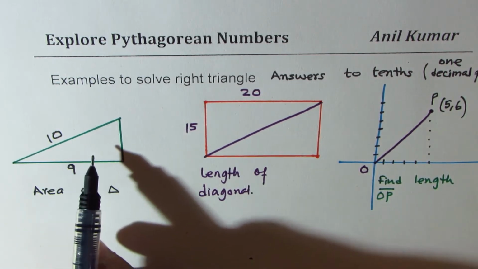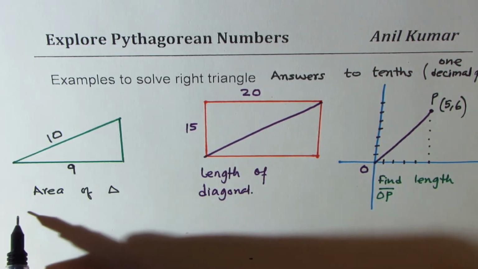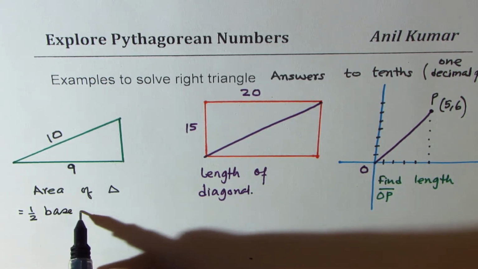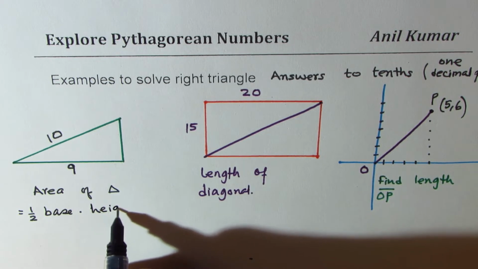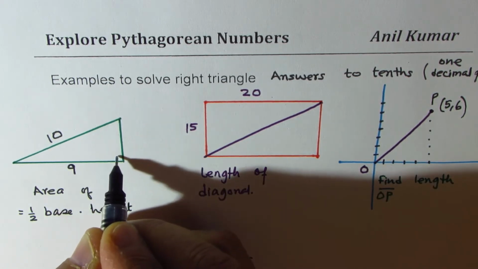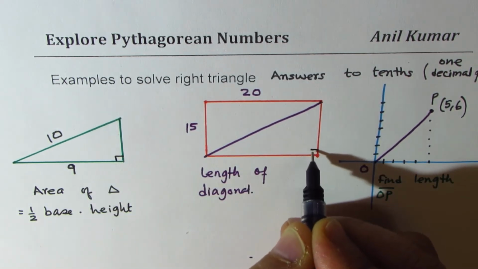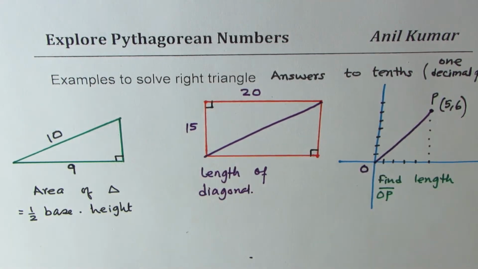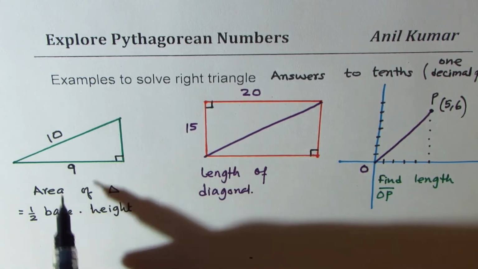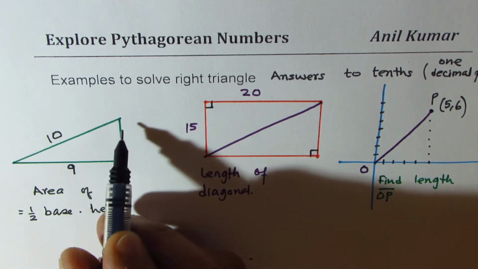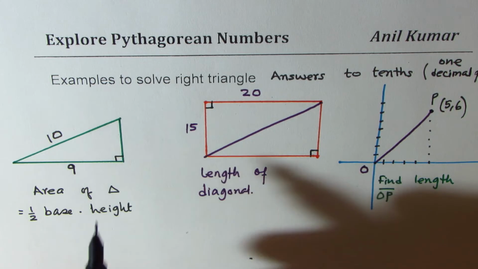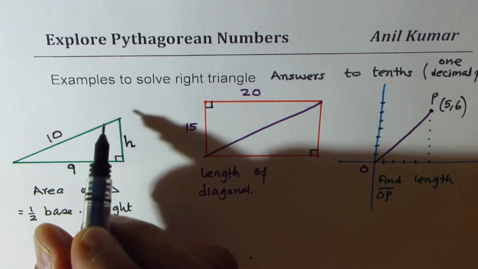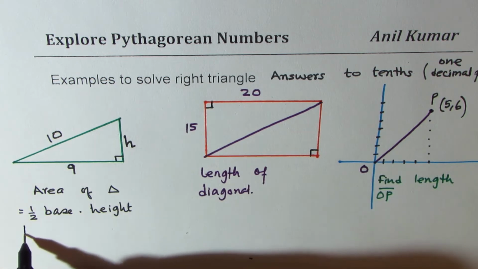Now let's begin with the very first one. The area of the triangle is half of base times height. Now we are given all this as right angles, right? Base is known to us as 9 units. Height, we don't know. How do we find this height? Let's say height is h. We could use the Pythagorean theorem to find height.